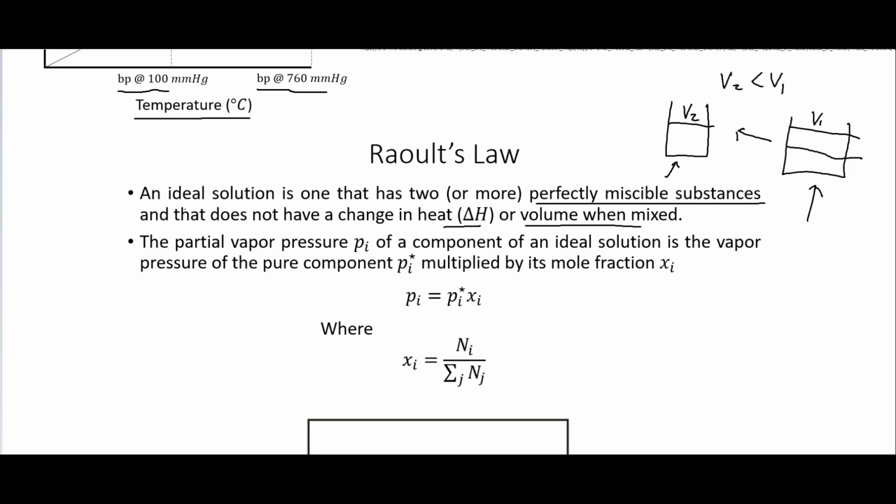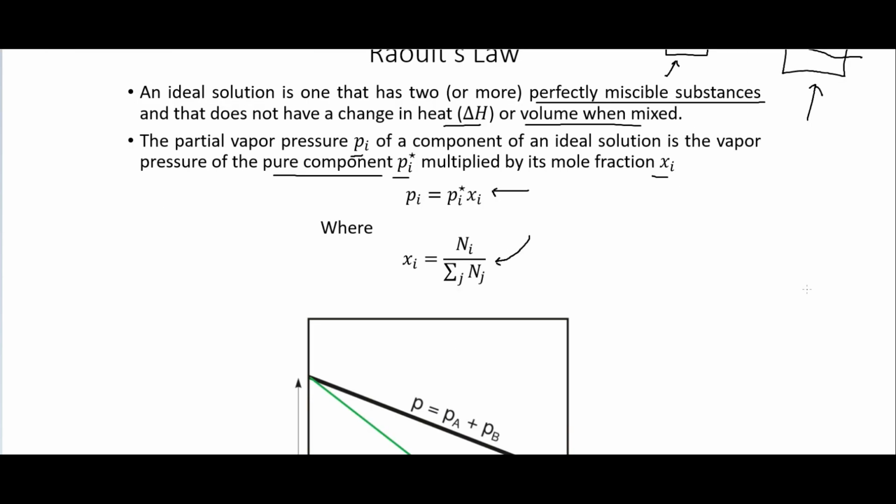And so Raoult's law says that the partial vapor pressure, so this P sub i, of a component of an ideal solution is the vapor pressure of the pure component, which is this P sub i star, multiplied by its mole fraction. So we will get this, where the mole fraction is just the amount of that mole, so the percentage of that mole essentially in the solution.